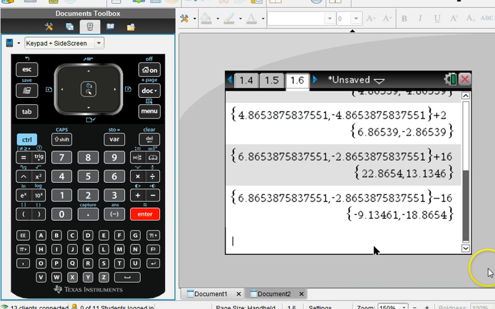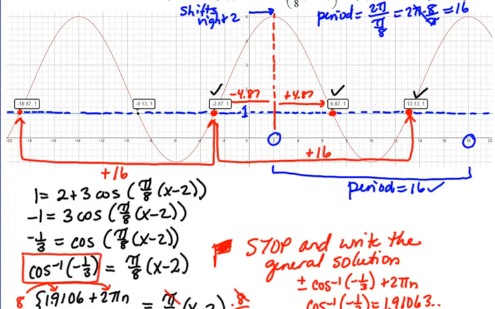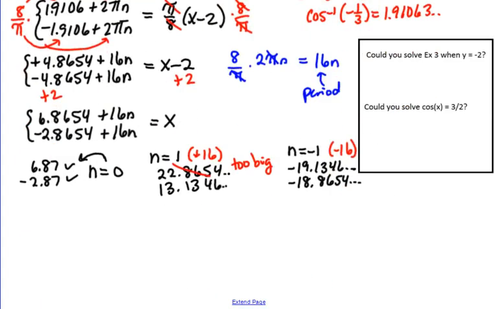And I get negative 19.1346 and negative 18.8654, both of which are in between my bounds of negative 20 to 20, so I can use those two solutions. And if you look at the solutions up here, there's my negative 19.13 and my negative 18.87, which was rounded up. And there are my 5 solutions.